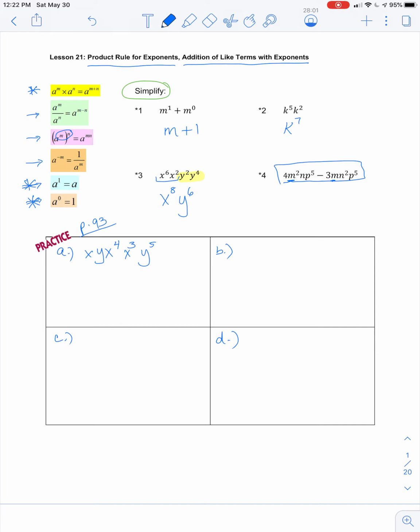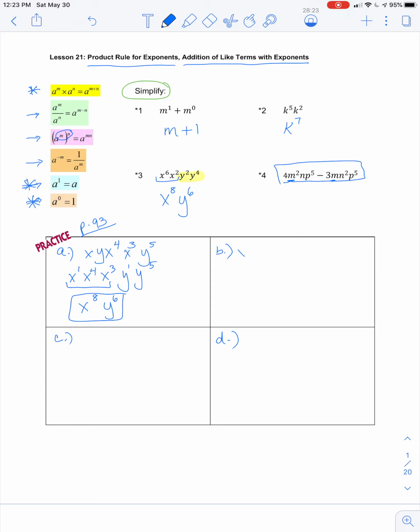Okay, so I'm going to go ahead and do practice problem A. We need to rearrange these. We have x to the 1st power times x to the 4th times x to the 3rd times y to the 1st power times y to the 5th power. And we can put these together. So we have x to the 8th power times y to the 6th power, and that is the answer to the first problem. Yes, I'm talking very fast.